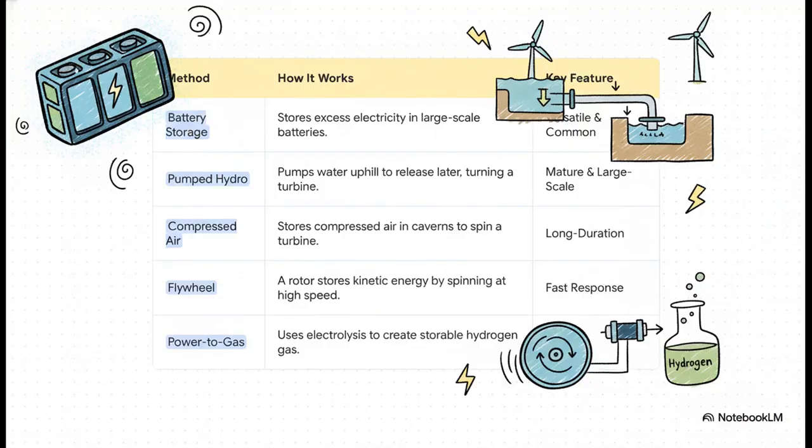And look at all the different ways we can do this. You've got massive battery farms, which are getting more and more common. There's an old school classic called pumped hydro. You use cheap excess wind power to pump water up a mountain, and then when you need the power, you let it flow back down through a turbine. It's like a giant natural battery. You can even compress air into underground caves, store energy in a super fast spinning flywheel, or get really futuristic and use the electricity to create hydrogen gas. You're basically turning electricity into a physical fuel you can store indefinitely.